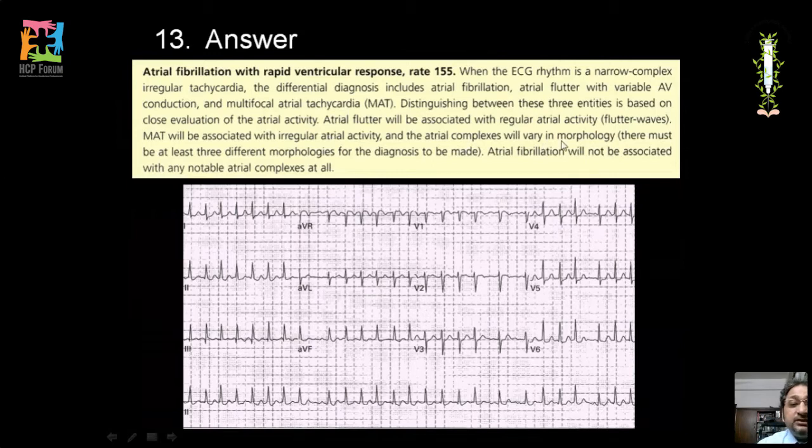But in this ECG, we do not find any atrial complex at all, so no P waves. So therefore, it is atrial fibrillation. It will not be associated with any notable atrial complex at all.